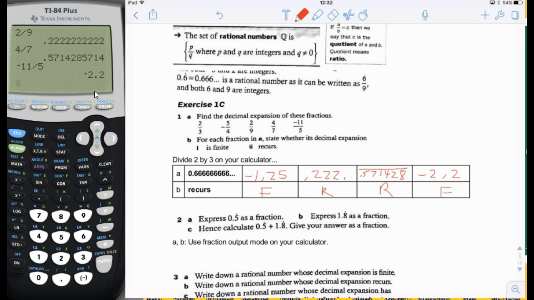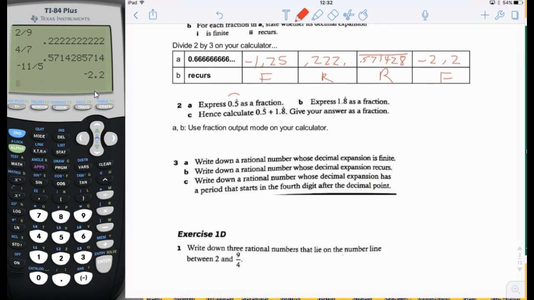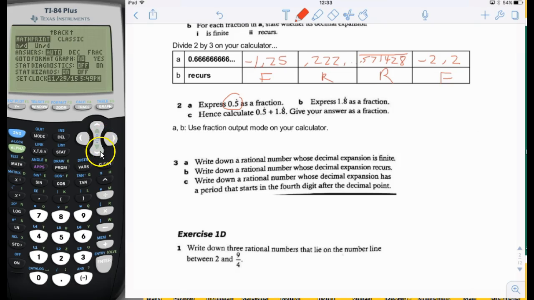Okay. Here's the other notation you might use to show a repeating decimal. You could put a dot over the digits that repeat. So express 0.5 repeating, 0.55555, as a fraction. Okay. Now there's a trick you can do with this with the calculator. Let's see. You could put it into mode. And I'm going to say I want the output to be a fraction. So I go to answers and then I go to fraction.